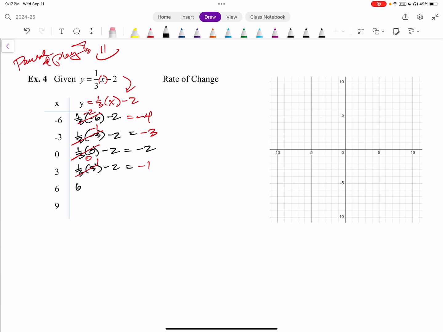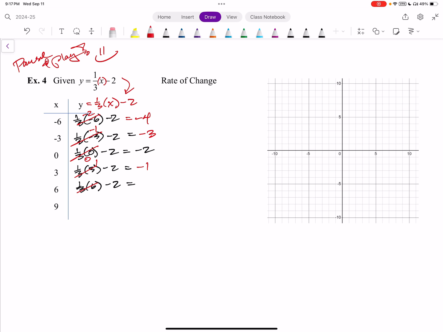All right, and now let's take 1/3 times 6 minus 2. Okay, at this point, we got 1/3 of 6, which is 2. 2 minus 2 is 0. Next one, we got 1/3 of 9 minus 2. So notice that I always write it first, and then I evaluate. 9 divided by 3 is 3. 3 times 1 is 3. 3 minus 2 is 1.